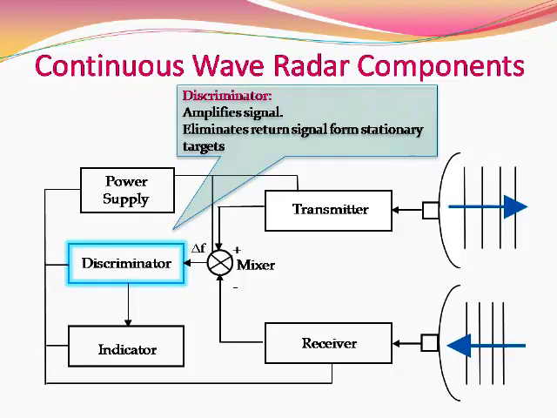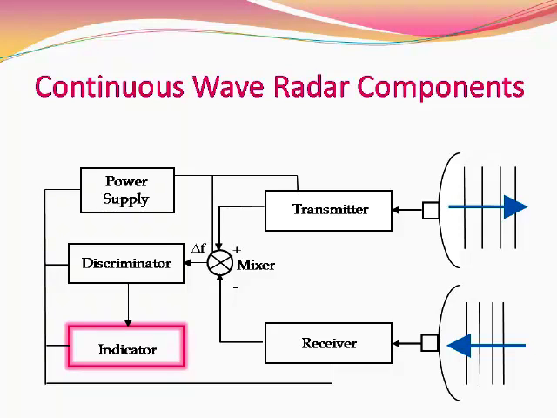The discriminator basically eliminates the stationary targets from the moving targets. The stationary targets will give rise to the same frequency as the transmitter frequency, and hence the Doppler frequency shift is going to be 0. But for moving targets only, there is going to be a finite value. So the discriminator must avoid the DC values of the incoming signal. This is taken care of by using a proper capacitor in the circuit. The indicator is going to be a 3.5 digit or a 4.5 digit type of digital indicator with sufficient accuracy to get the kilometers per hour indication normally.